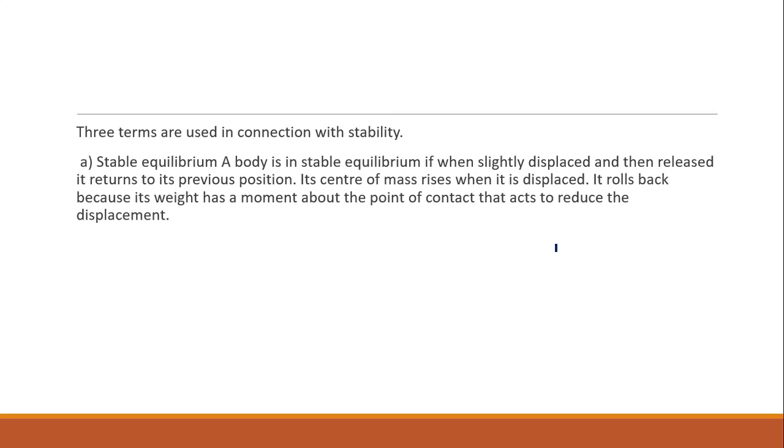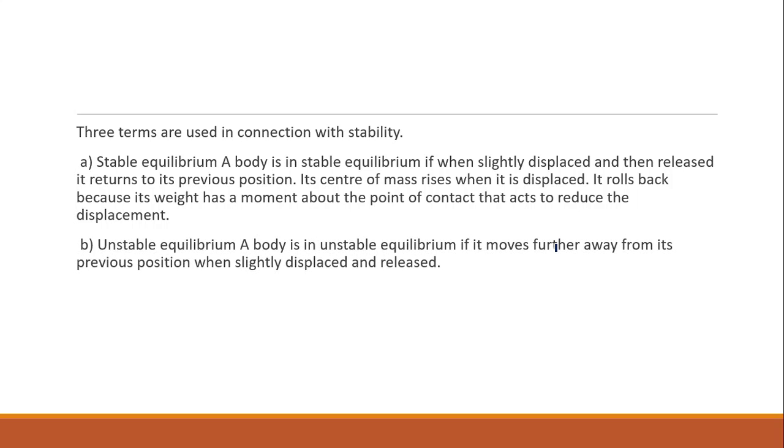The terms used in connection with stability are stable equilibrium. A body is in stable equilibrium when it is slightly displaced and then released and returns to its original position. Its center of mass rises when it's displaced, but it rolls back because its weight has a moment about the point of contact that acts to reduce the displacement. So you can move it, change its position, but then it comes back, like a pendulum or something like that.